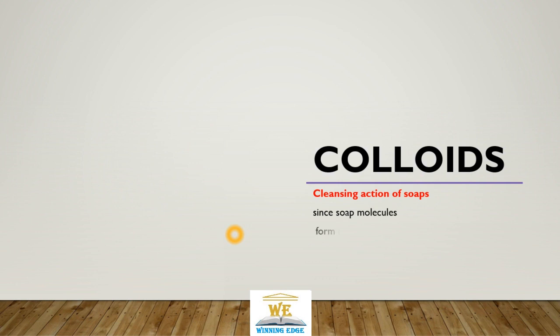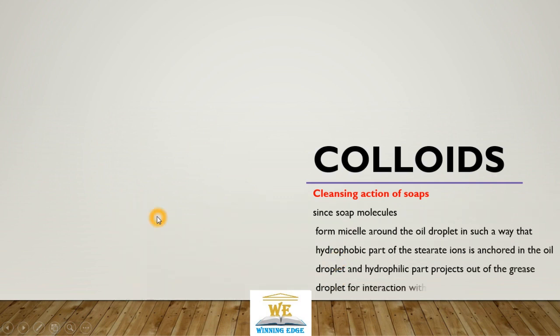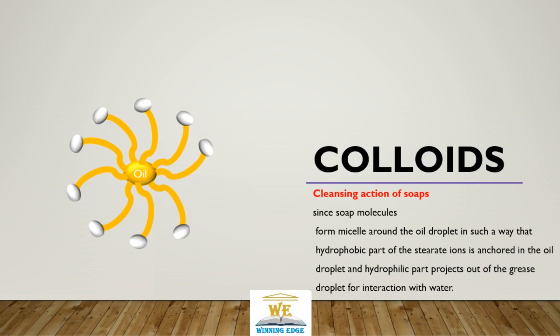Cleansing action of the soap. Soap molecules form micelles around the oil droplets in such a way that the hydrophobic part is anchored in the oil and the hydrophilic part is anchored into the water. We see this is oil grease on our stain, making a stain on our cloth. On applying the soap or detergent, what happens?